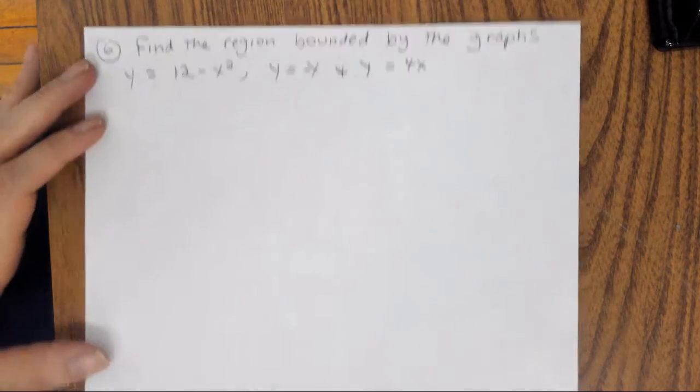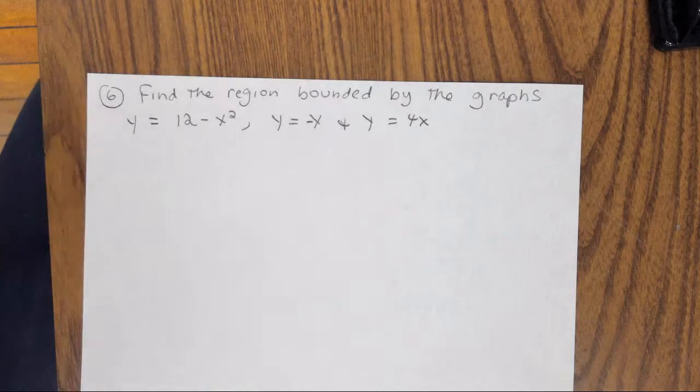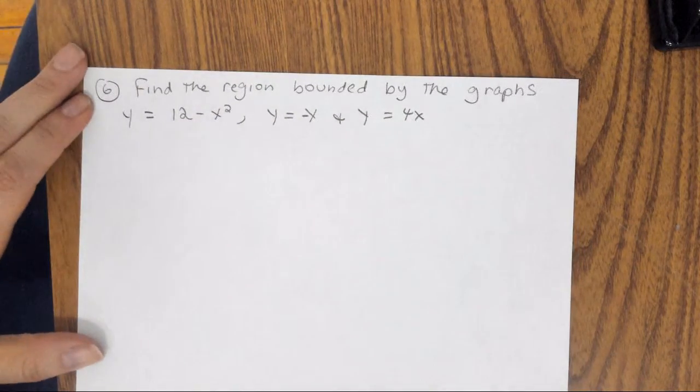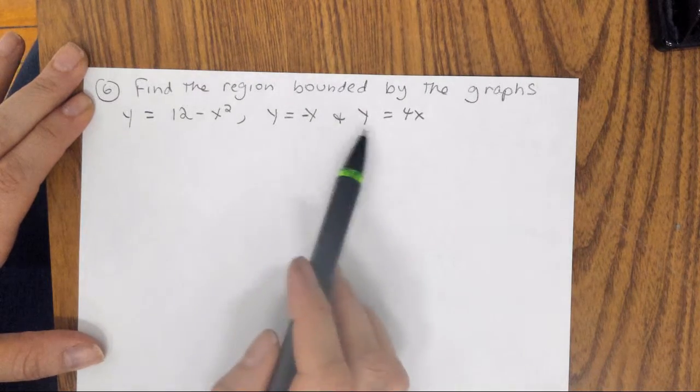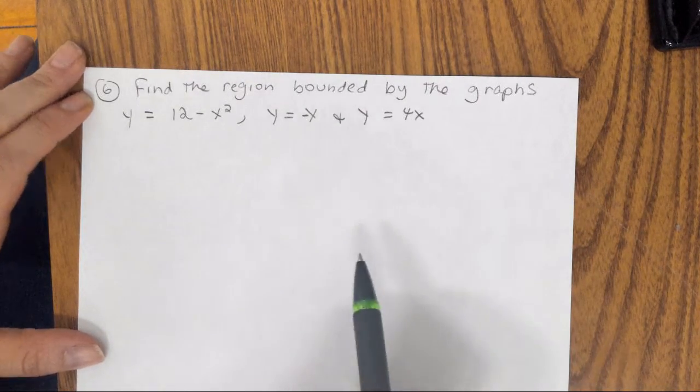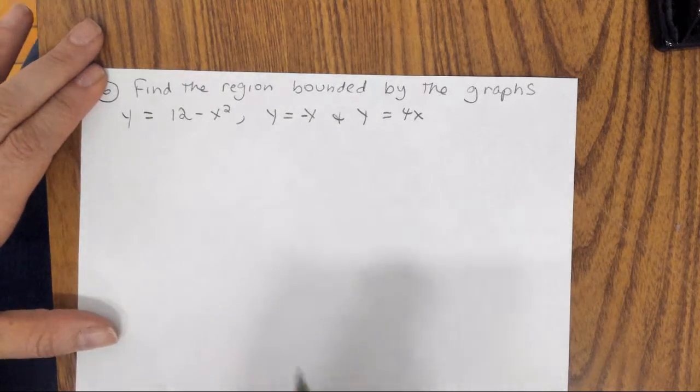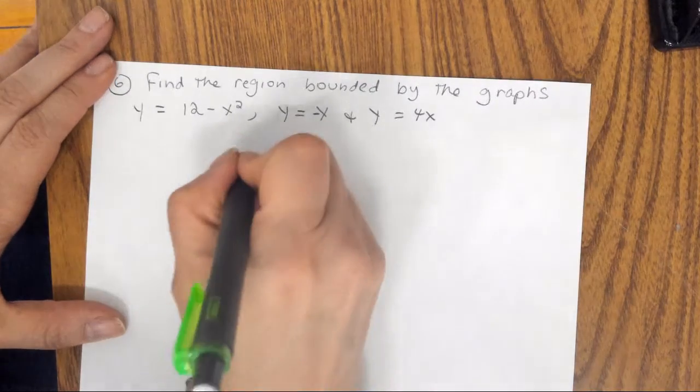Okay, now let's look at problem number 6. I have my colored pencils ready. All right, so it says find the region bounded by the graphs, and they give us 3 graphs. So these are already in y equals form, so I can go ahead and graph them.